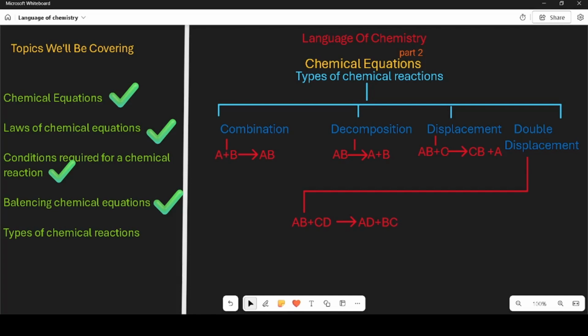Now let's talk about double displacement reactions. The chemical reaction in which 2 reactants or compounds combine to form new substances by exchanging their radicals is called a double displacement reaction. It is represented as AB plus CD results in AD plus CB. Here also we use the metal reactivity series and halogen reactivity series. And here also the most reactive element displaces the least reactive element.